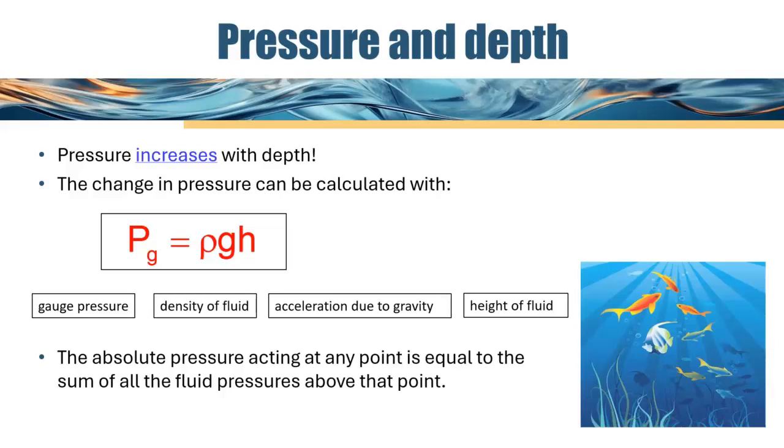Another statement that's helpful to know is that the absolute pressure acting at any point is equal to the sum of all of the fluid pressures above that point. So looking at this conceptual example here, we have some fish that are swimming underwater. And let's look at this fish right here. So if I wanted to know the absolute pressure on him, let's turn him into a dot. Let's draw a line above him. So the absolute pressure acting on this fish would be the pressure change due to the depth of the water, plus 101,325, the air pressure that's above him. I just have to add all of those pressures together.